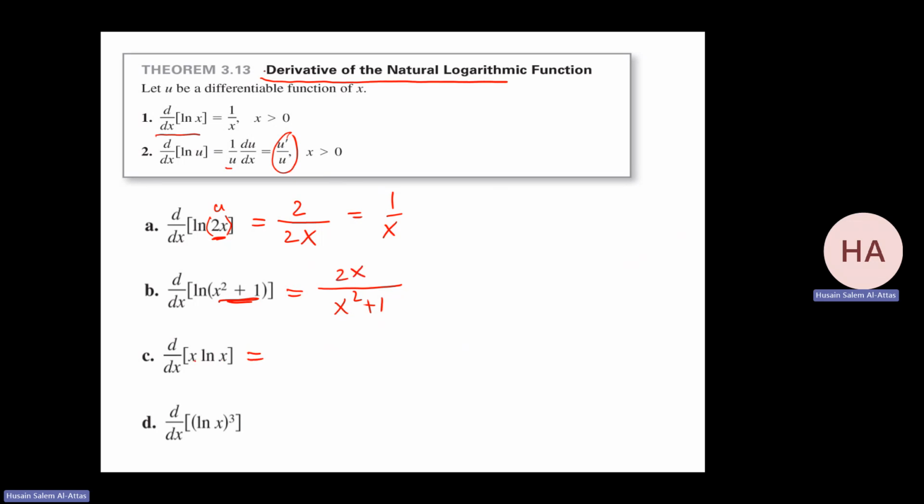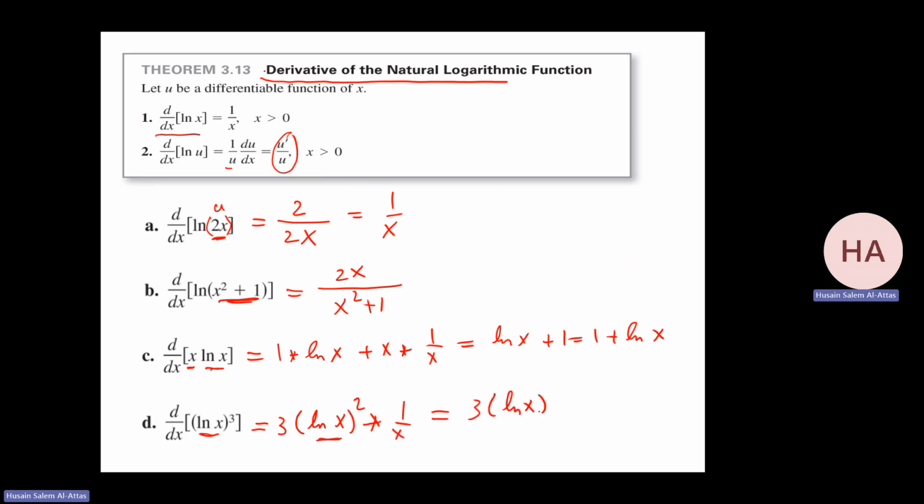Here I have product rule. So the derivative of the first, 1 times the second, plus x times derivative of the second, which is 1 over x. So I have ln x plus 1, or I can write it 1 plus ln x. Yeah, this one, I have function to the power 3. So using the chain rule, I have 3, the function squared times the derivative of the function, which is 1 over x. So that will be 3 ln x squared over x.